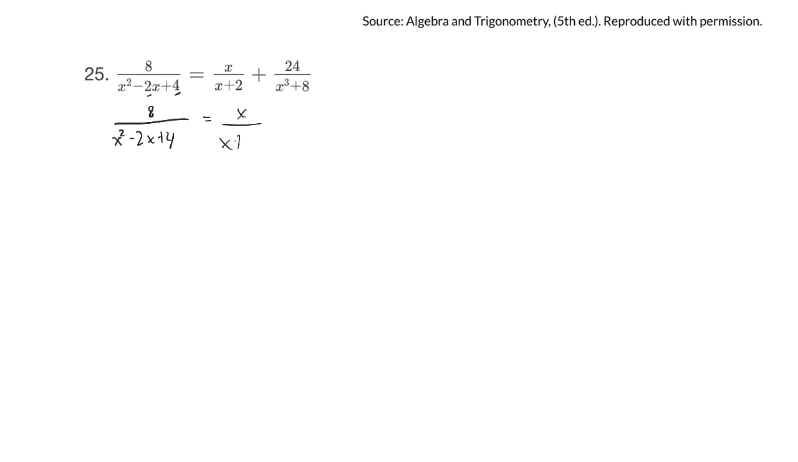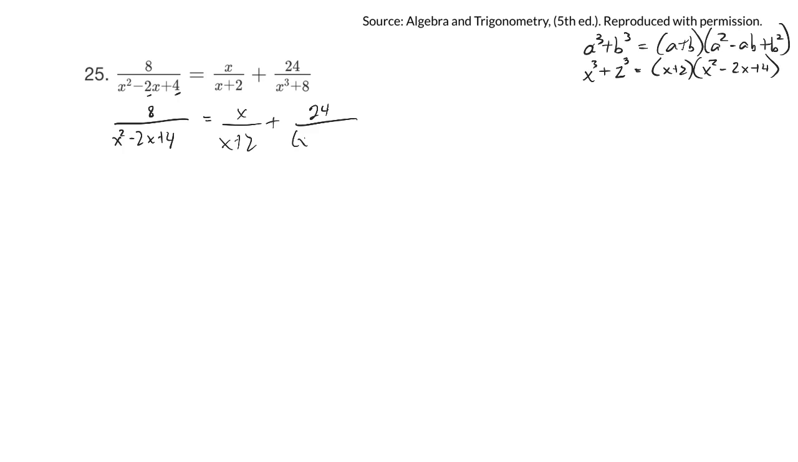And then this last one is a sum of cubes, and so I need to follow this pattern. So it'd be a plus b, a squared minus ab plus b squared. Okay, so if I have x cubed plus 8, 8 would be the same as 2 cubed. Then I'd have x plus 2 and x squared minus 2x plus 4. So that's what this one is, 24 over x plus 2, x squared minus 2x plus 4.